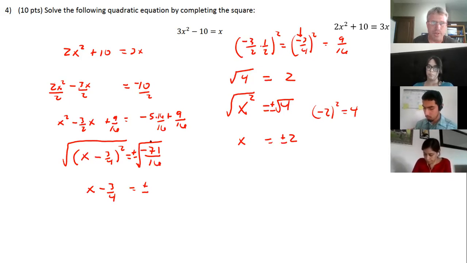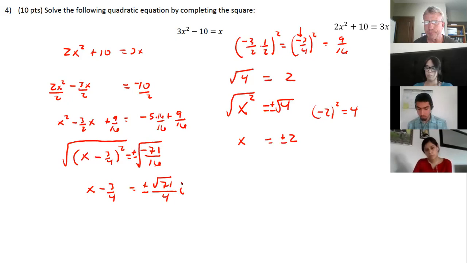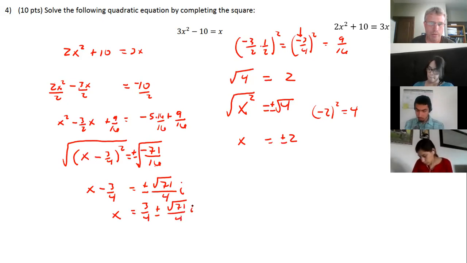And then I need to put this in simplified radical form. So the square root of 71 isn't going to simplify, but the denominator, the square root of 16, does simplify. And then the square root of negative 1 is an i, so I can just pull an i out of there. And then I would add the 3/4 to both sides. And that's going to be plus or minus the square root of 71 over the 4 times the i, and that's as far as that will go.